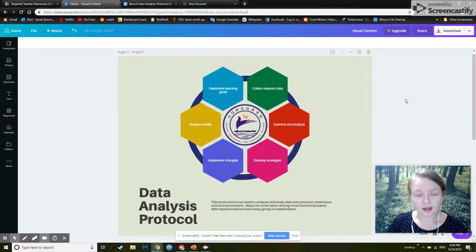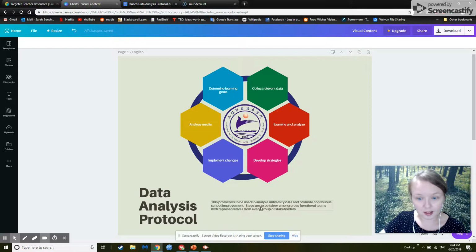So here we are. There are 6 steps. The first step is determine learning goals, then collect relevant data. Step 3, examine and analyze. Step 4, develop strategies. Step 5, implement changes. And step 6, analyze results.